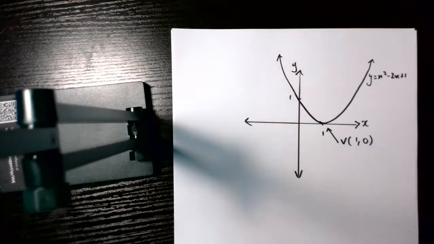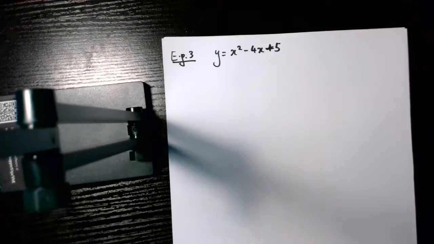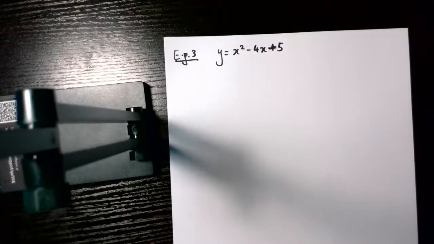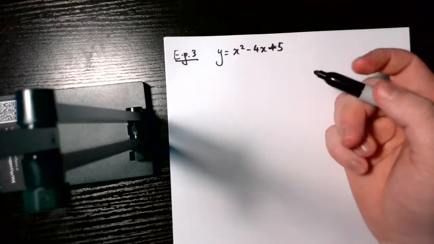All right, so I'm going to do one more final example with you just to wrap things up before we move on. So here's our final example. We're going to sketch this parabola, x squared minus 4x plus 5. Again, the same process as we go through with everything.